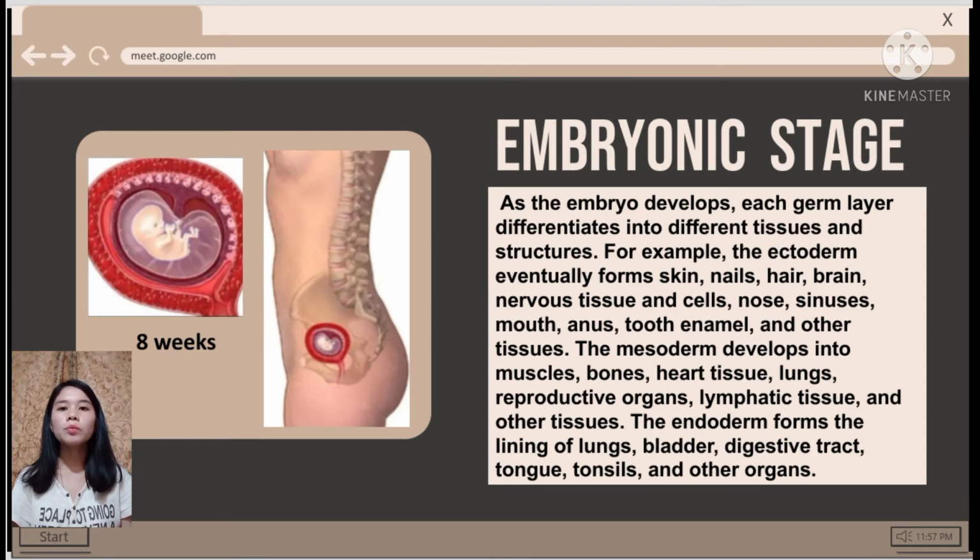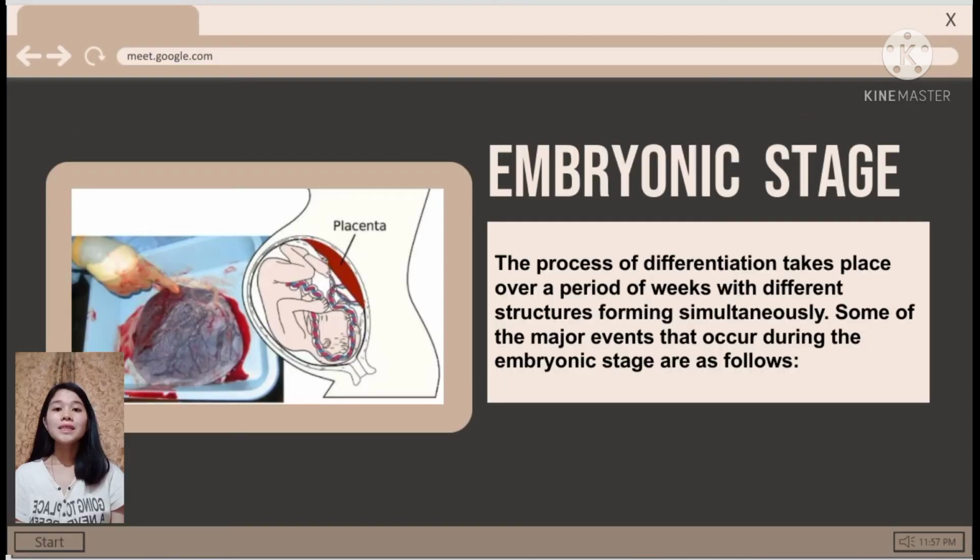For example, the ectoderm eventually forms skin, nails, hair, brain, nervous tissue, nose, sinuses, mouth, anus, and other tissue cells. The mesoderm develops into muscles, bones, heart, tissue, lungs, reproductive organs, lymphatic tissue, and other tissue cells. And the endoderm forms the lining of lungs, bladder, digestive tract, tongue, tonsils, and other organs. The process of differentiation takes place over a period of weeks, with different structures forming simultaneously. Some of the major events that occur during the embryonic stage are as follows.